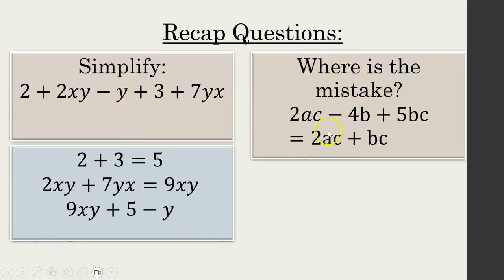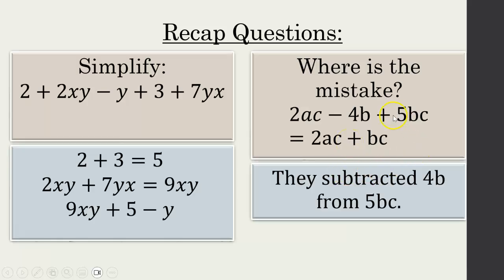Where is the mistake? So I have 2ac minus 4b plus 5bc. I got 2ac plus bc. Well, what they did was they said, oh, I can subtract 4b from 5bc. So that's just going to be bc. But that's wrong. Because look, we have bc here and b here. They're different things. b times c, this is just b. So I have 4 b's over here. I have 5 b times c's. I can't interact these two together.